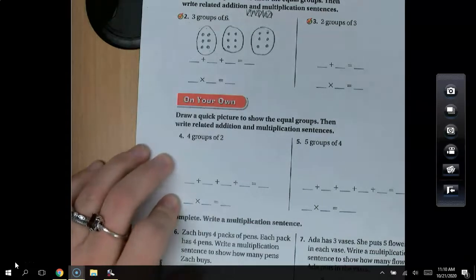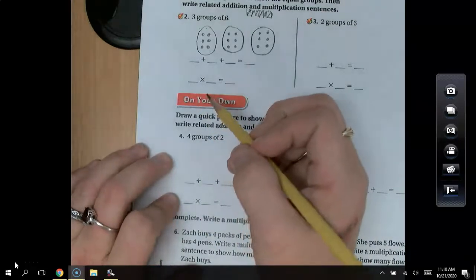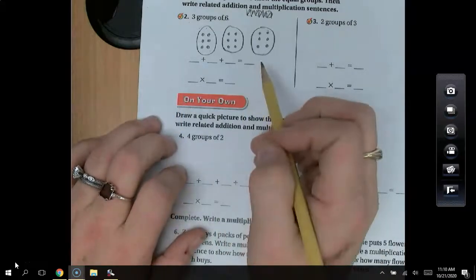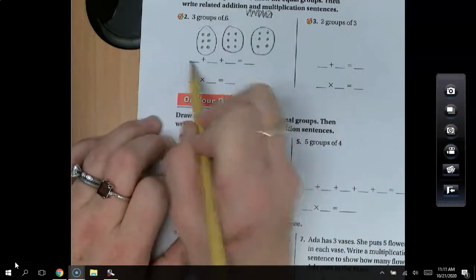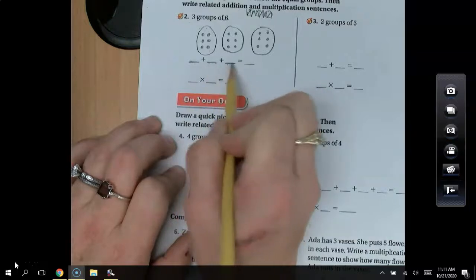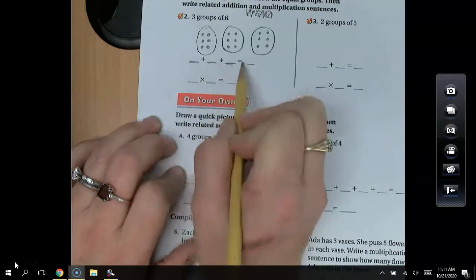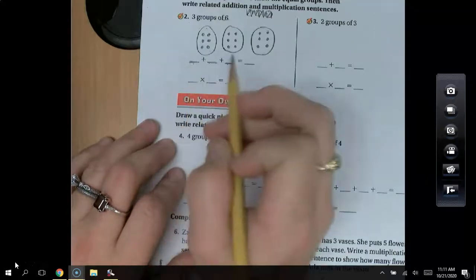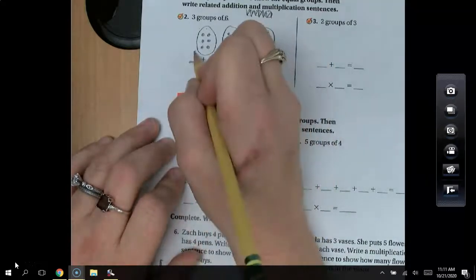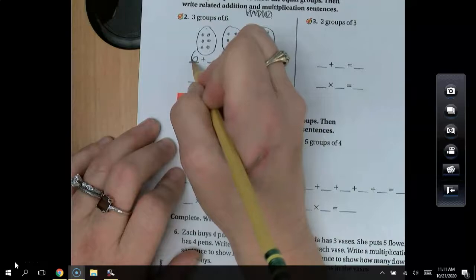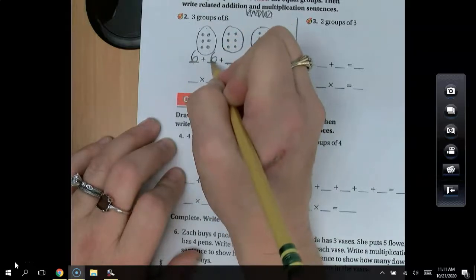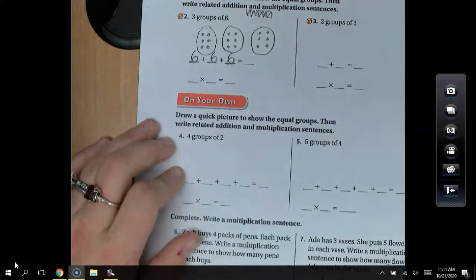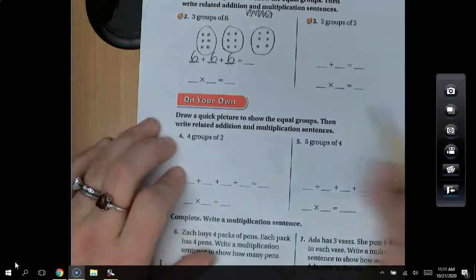Now let's write a related addition sentence that goes with our picture. So we have our groups, 1 group, 2 groups, 3 groups. So you have 3 groups before the equal sign. On the line, you're going to put how many in each group? Well, there's 6 in each group, so we have to add 6 plus 6 plus 6. Good job.